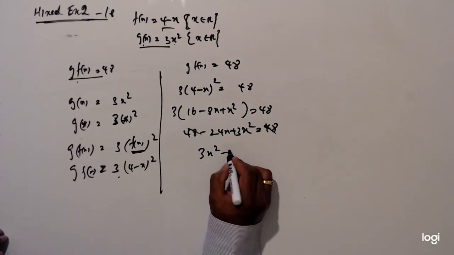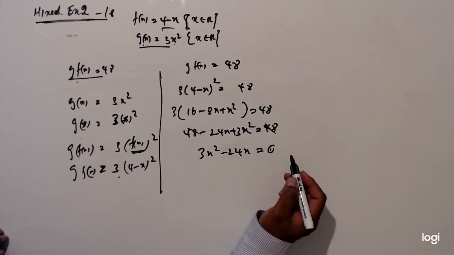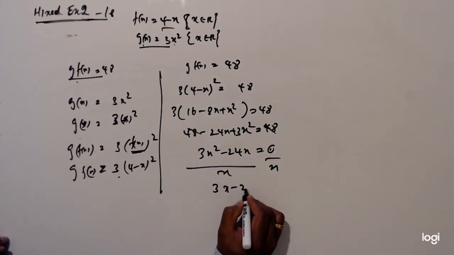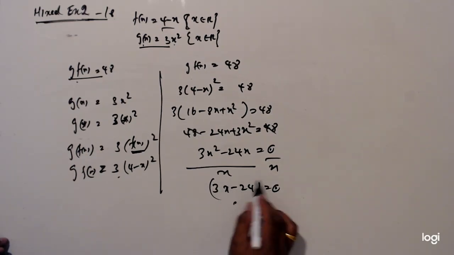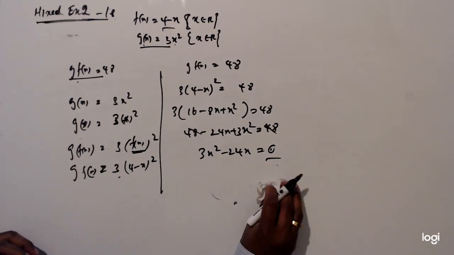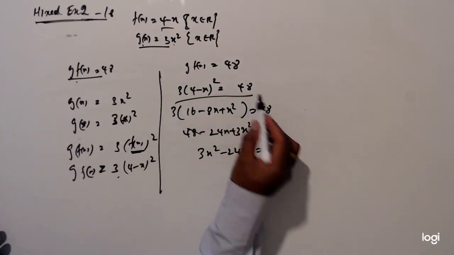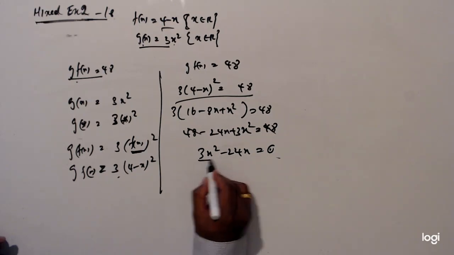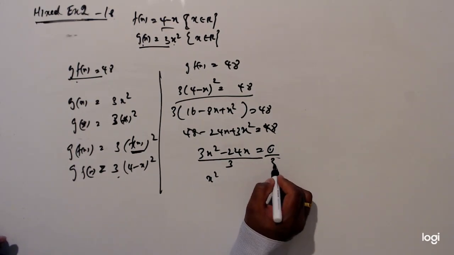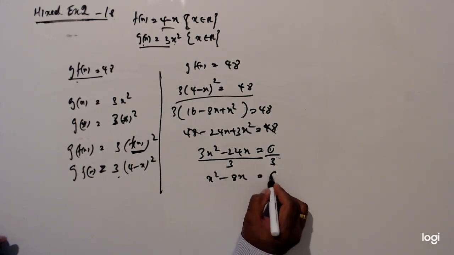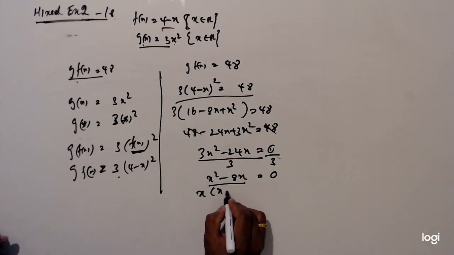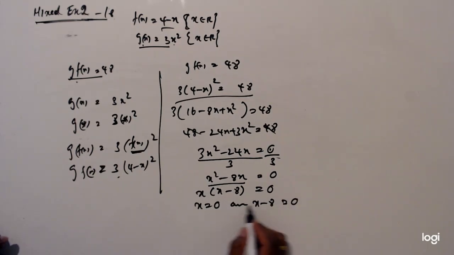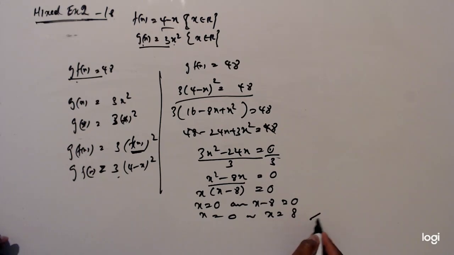So the 48s cancel out. So 3x squared minus 24x equals 0. And don't divide by x on both sides and take only this answer. What will happen? You will lose one answer. Always we should know that we are solving a quadratic equation. We are expecting two answers. However, I can divide by 3 on both sides. x squared minus 8x equals 0. So I factorize, x (x minus 8) equals 0. So x equals 0 or x minus 8 equals 0, x equals 0 or x equals 8.